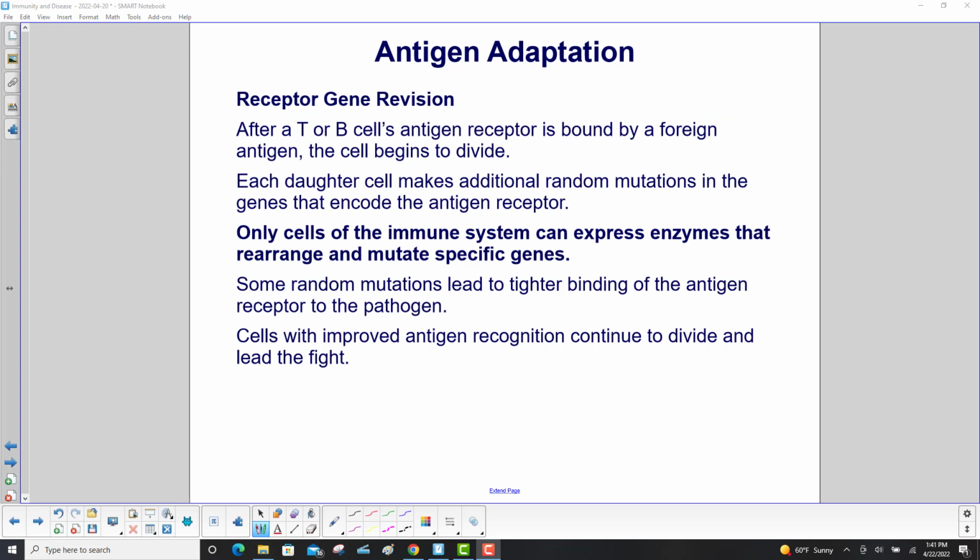Step 1 in antigen adaptation, receptor gene revision. After a T or B cell's antigen receptor is bound by a foreign antigen, the cell begins to divide. Each daughter cell makes additional random mutations in the genes that encode the antigen receptor. We said this a couple slides ago, but this is key, so we've got it here again in bold. Only cells of the immune system can express enzymes that rearrange and mutate specific genes. Some random mutations lead to tighter bonding of the antigen receptor to the pathogen. Cells with improved antigen recognition continue to divide and lead the fight.